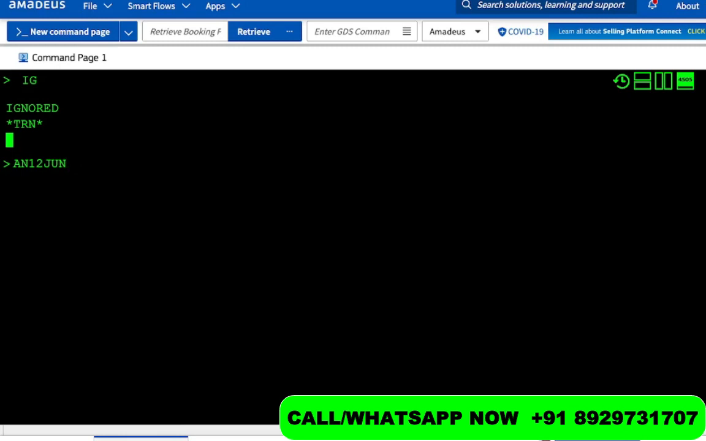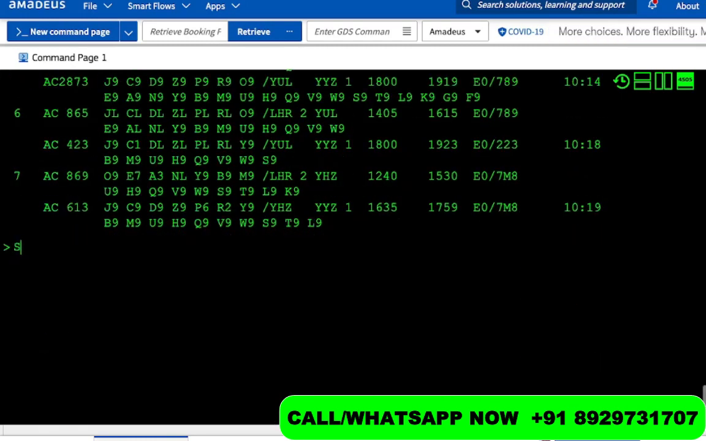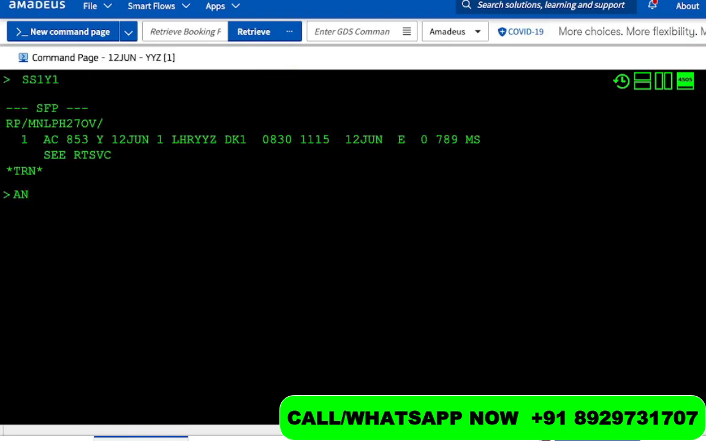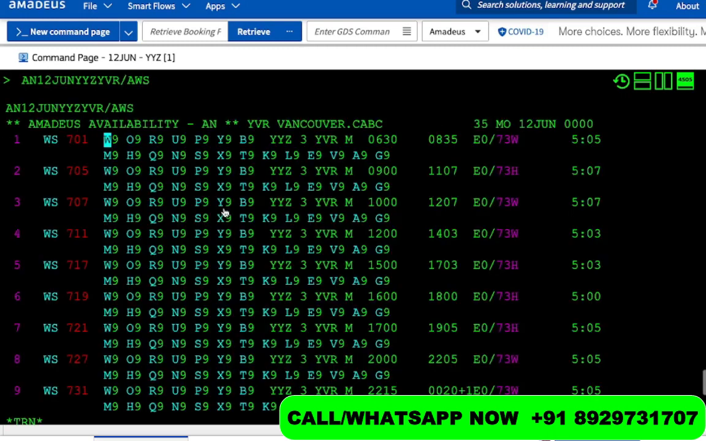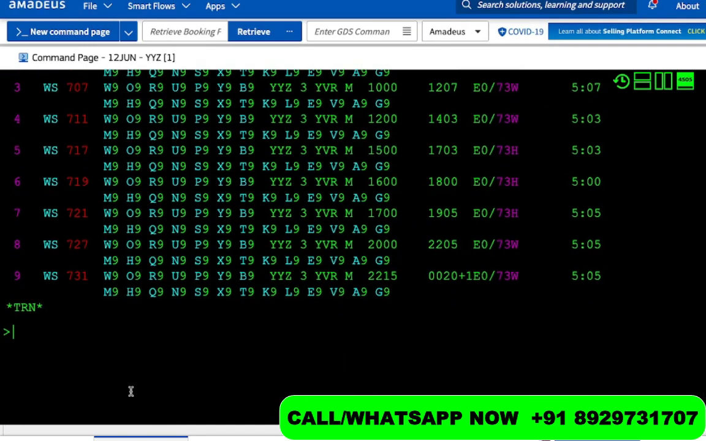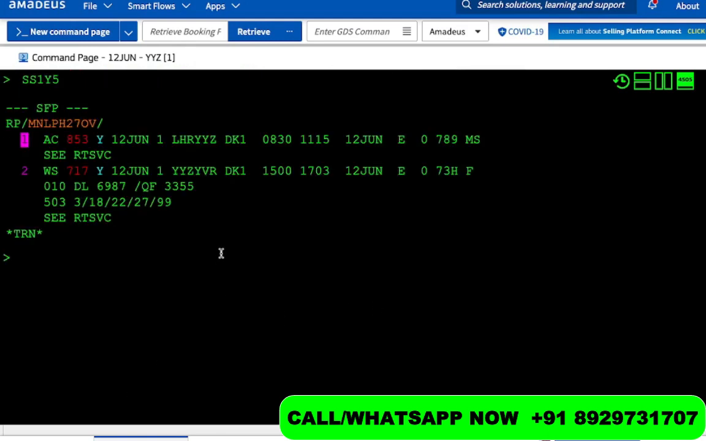Let's take a flight from London to Toronto, on Air Canada. Okay, so this is one flight in Air Canada, and on 12th of June let's pick up another flight from Toronto to Vancouver, this time in WestJet Airlines. Our flight is leaving at 8:30, arriving at 11:15. So let's pick up a flight, let's say at 3 p.m. SS1Y5, the 5th flight. Okay, so we have picked up a flight from London to Toronto and Toronto to Vancouver.